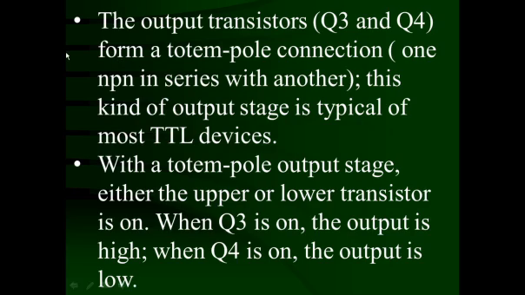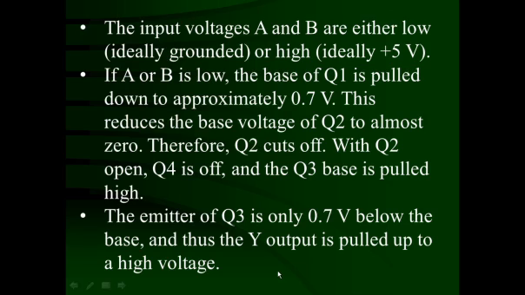Now, the same thing is going to be explained here. The output transistors, Q3 and Q4, are known as a totem pole connection. One NPN transistor is in series with another one. This kind of output stage is typical of most TTL devices. With a totem pole output stage, either the upper or lower transistor is conducting or on. When Q3 is on, the output is going to be high, and when Q4 is on, the output is going to be low.